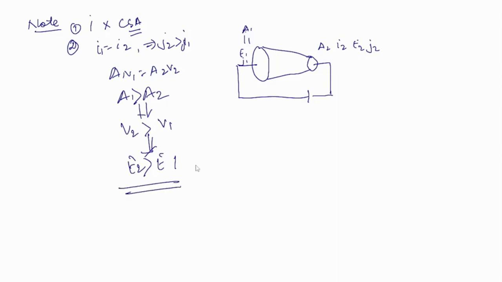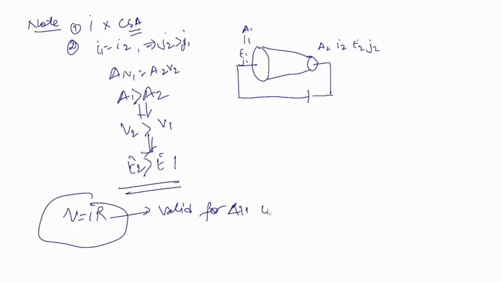Now you know that the relation between potential difference and electric current is V equals I into R, where R is your resistance. Okay, and this relation is valid for all types of material, right?